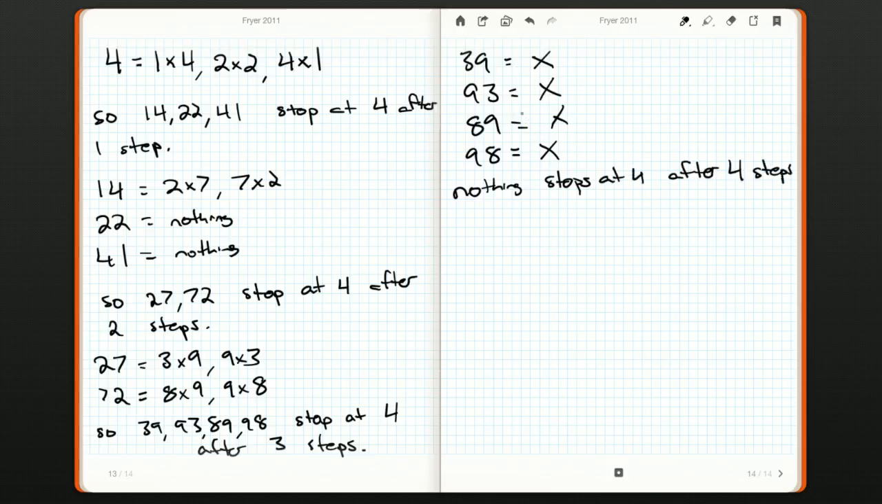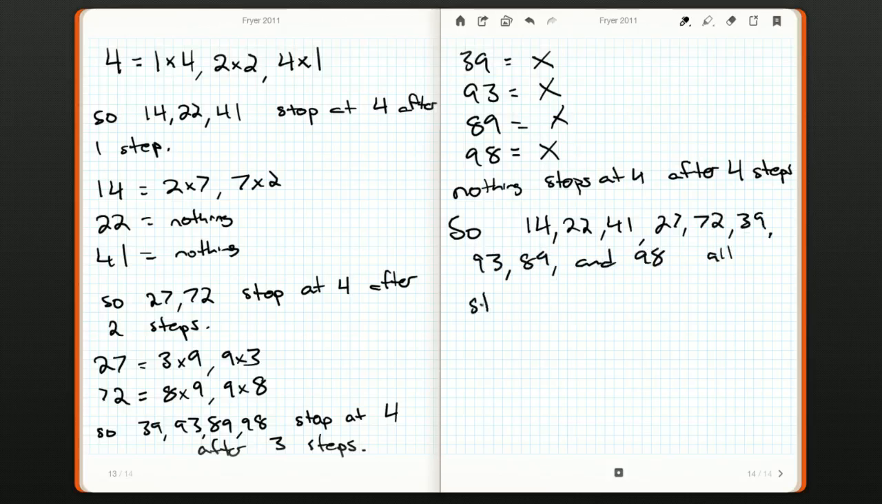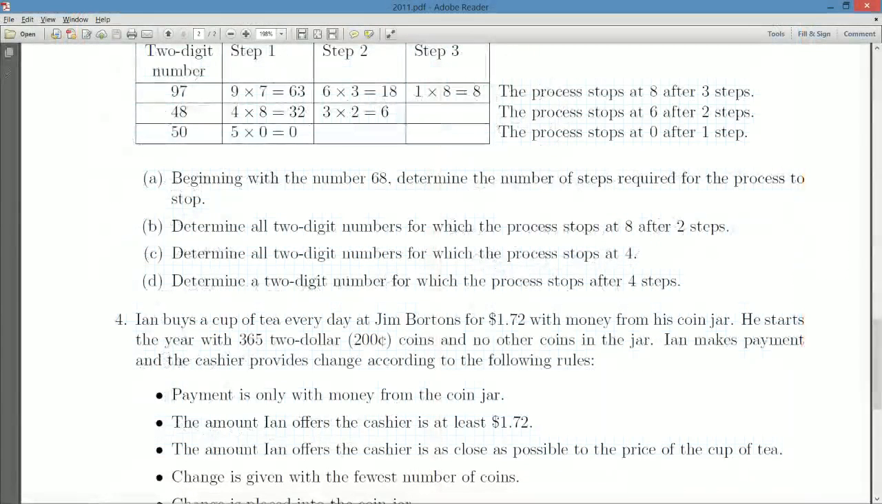Nothing stops at 4 after 4 steps, and that means that nothing will stop after 5 steps, and so forth. So we were asked for all the numbers that stop at 4 eventually. So there, we have all the numbers that stop at 4. Okay, and none of them stop after 4 steps. It's 3 steps, 2 steps, or 1 step. And we have 1, 2, 3, 4, 5, 6, 7, 8, 9 of them. Okay. So that was C, determine all 2-digit numbers for which the process stops at 4.